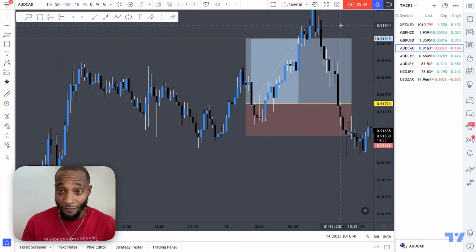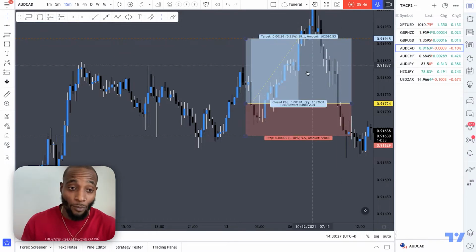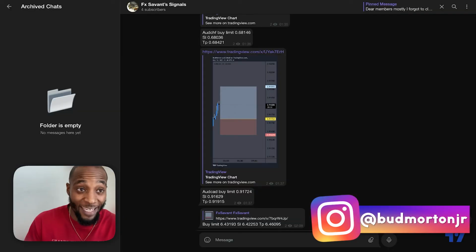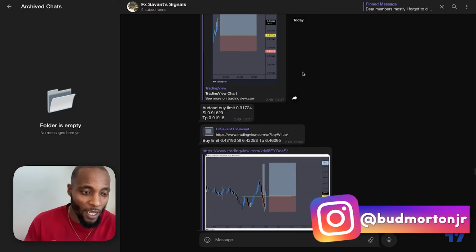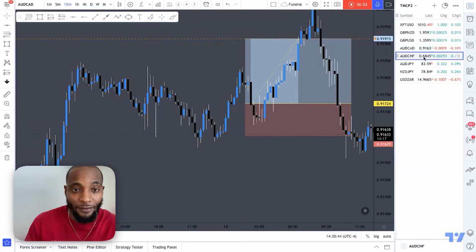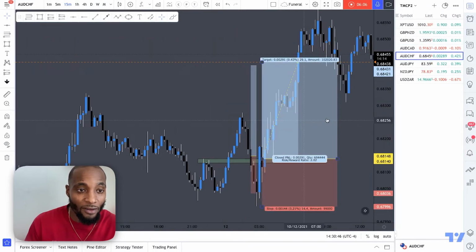So another take profit hit. So we were down 1R, we hit another take profit for 2R. So now we're back up 1R on the day, all in one day. And then AUD CHF buy limit, re-entry. So we're going to re-enter on AUD CHF. So let's go to the second position on AUD CHF.